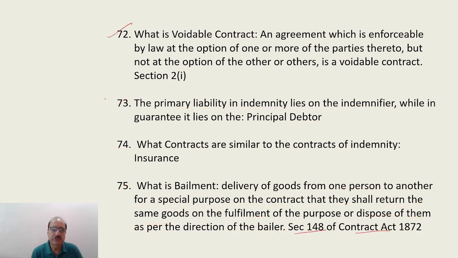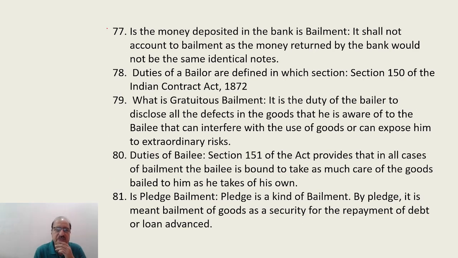So 72, 73, 74, 75 we have done. Now comes 77. Is the money deposited in the bank bailment? Bailment is delivery of goods from one person to another to be delivered back on the completion of the contract. Same goods. But is the money deposited in the bank bailment?